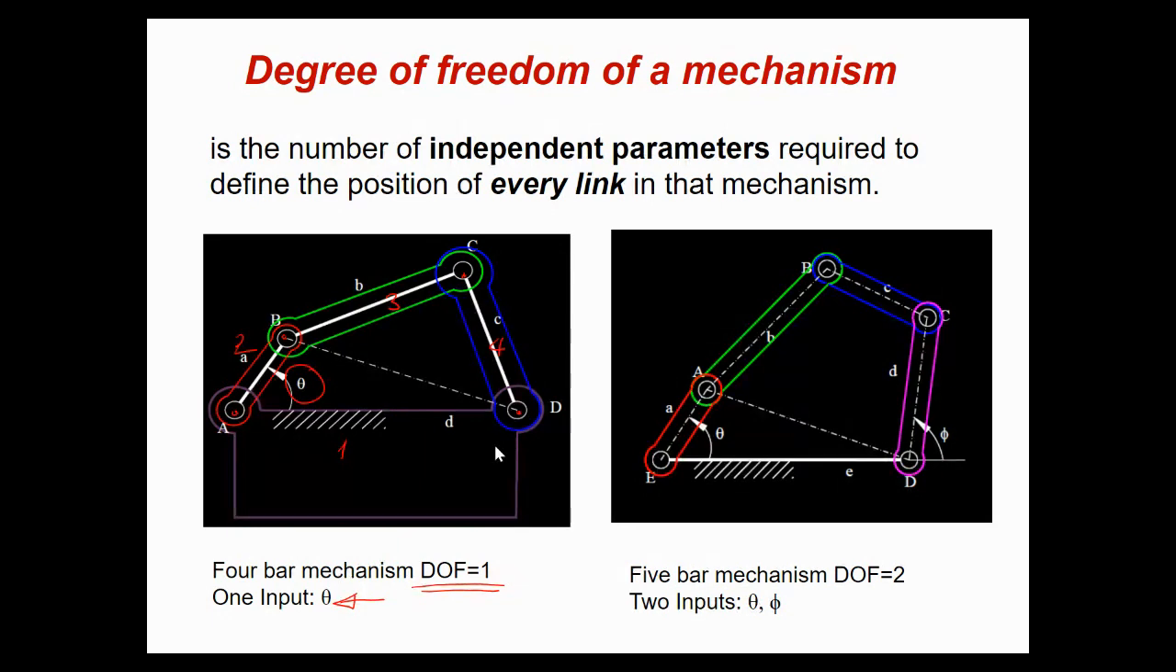On the other hand, if we have a 5-bar mechanism, for example, like this one, with 1 being the ground, and 2, 3, 4, 5, we have added one more link, this purple link, to this mechanism. Now we have 5 bars. Now the position of this mechanism cannot be uniquely specified by theta only. We need 2 inputs or 2 coordinates to specify the position. So the degree of freedom of this 5-bar mechanism is 2.